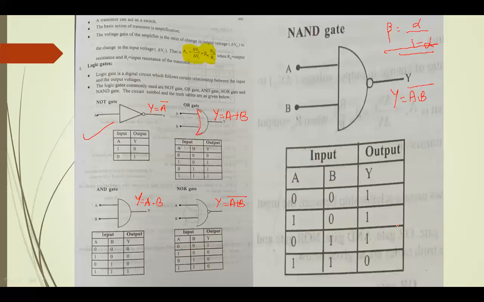Okay, make it fast. Write this part. Logic gates, part number 8. So write the truth table, symbol, and it is also important for your PU level also. This logic gates.